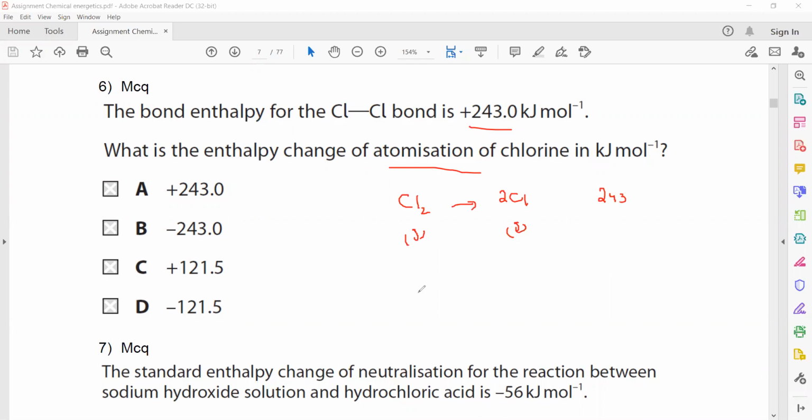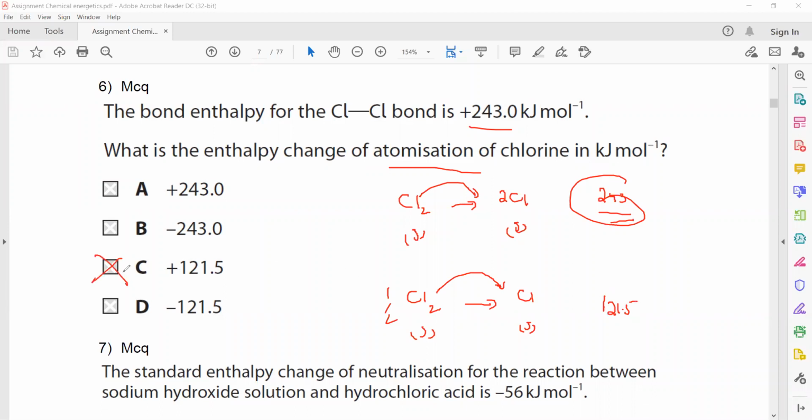But enthalpy change of atomization means when we produce 1 mole of chlorine atoms in a gaseous state. So if we are producing 2 moles, the energy change was 243. But if you are producing 1 mole, compared to the first value, it is half. So the enthalpy change value will also be half. Half of 243 is 121.5. So C is the right answer.